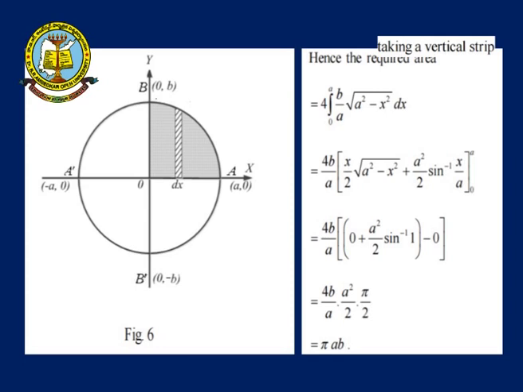So in this, the denominator 4 and numerator 4 cancel, and numerator a and denominator a cancel, so we get pi a b. This is the total area of the ellipse, found using the vertical step.